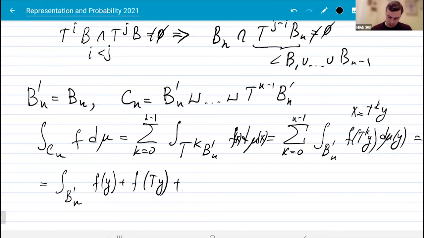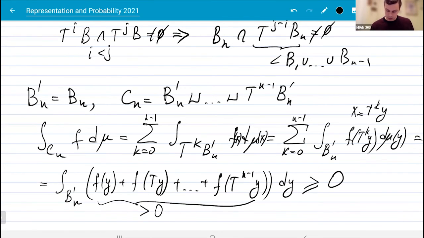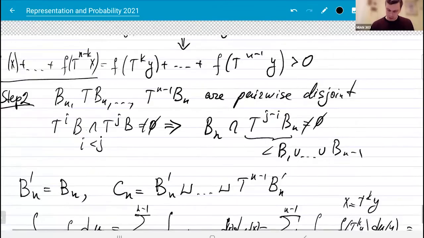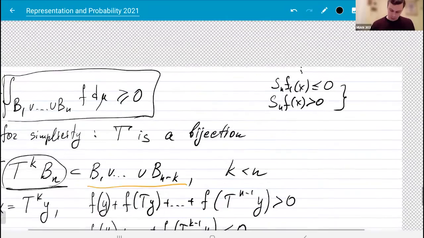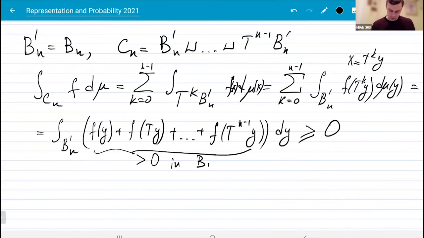This is like this. And this is in fact positive, or maybe non-negative, because let us recall that this is positive in Bn, and B prime n is its subset.